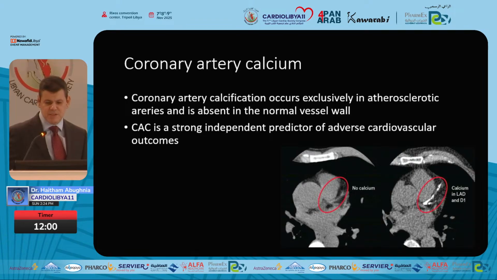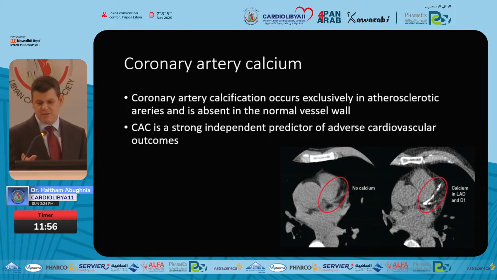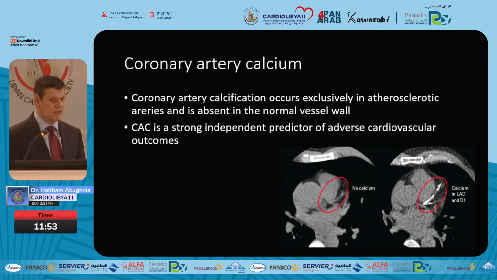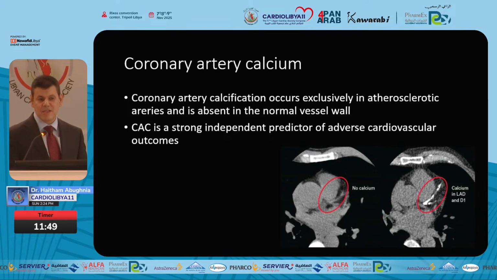And this is very convincing. You see on the left, at least on my side, there's no calcium. And here on the other side, there's some calcium. So there's something that just happened in that coronary artery, and it can help you do some risk stratification and answer the questions for your patients.